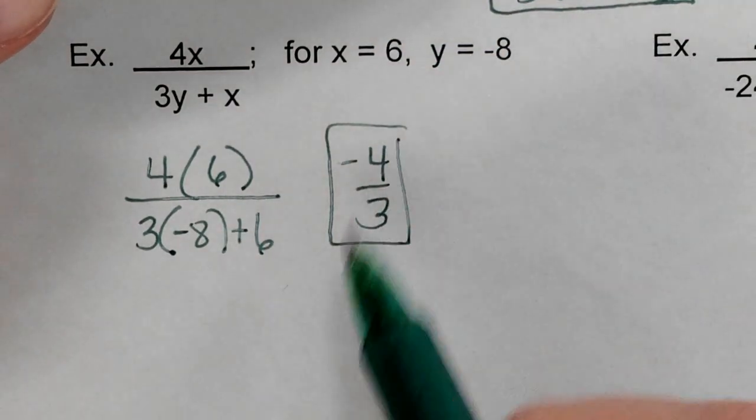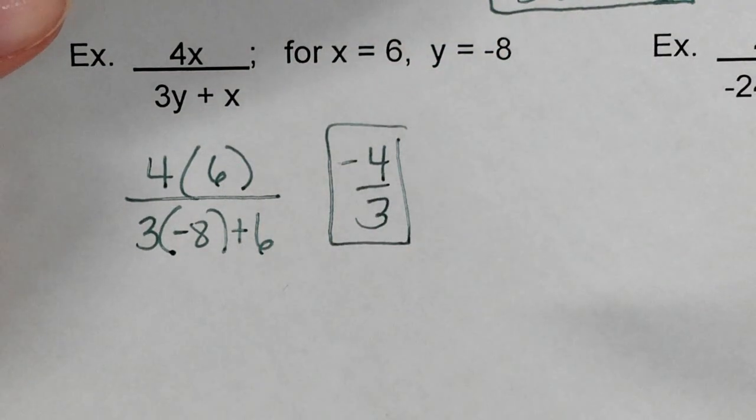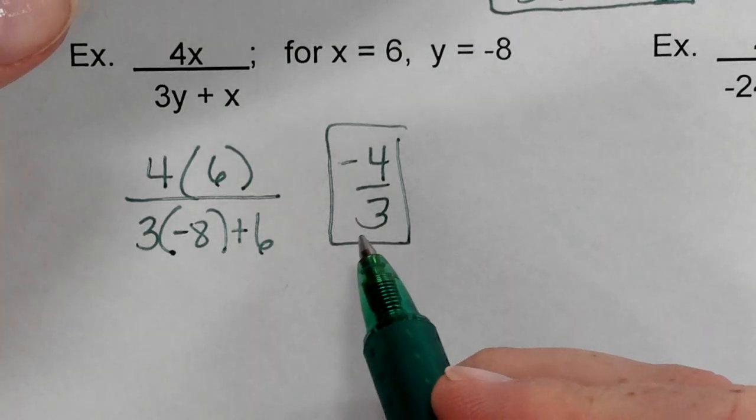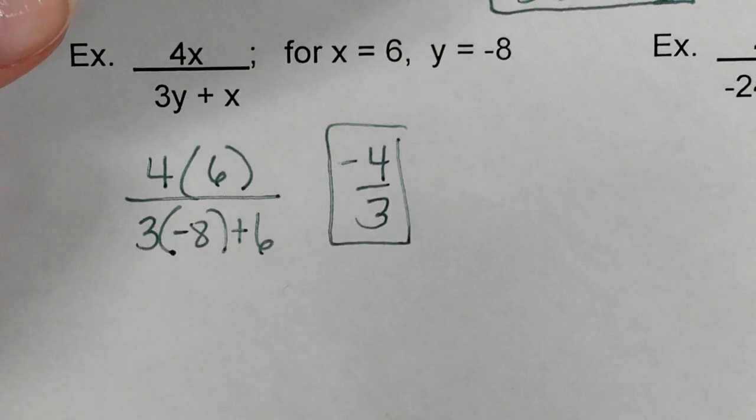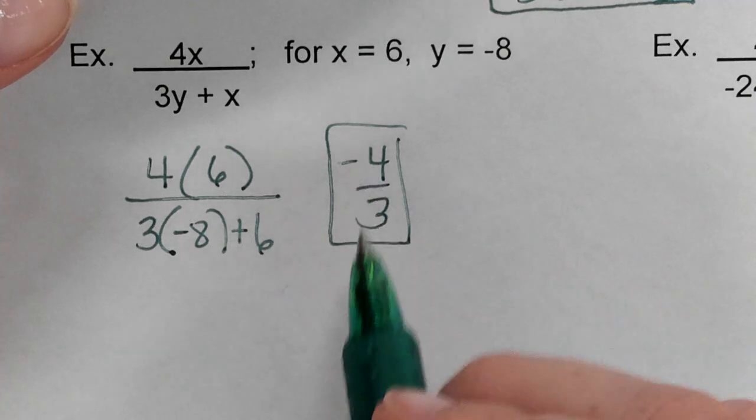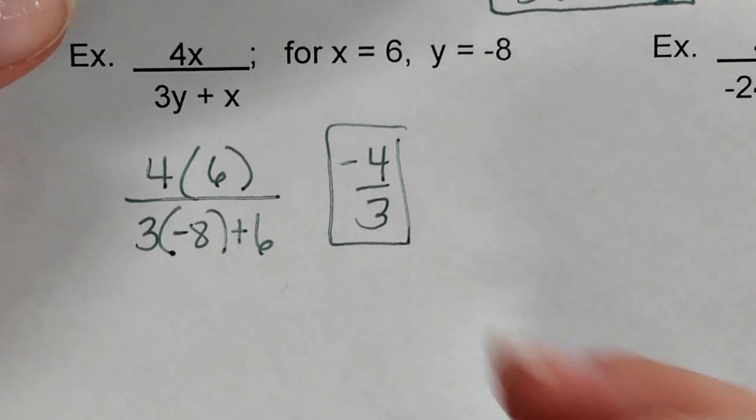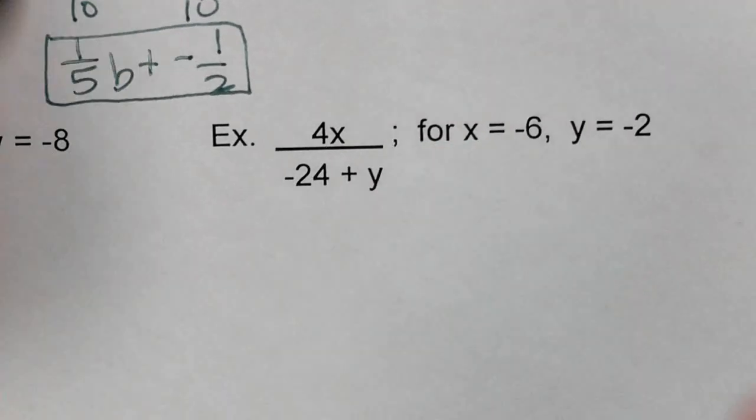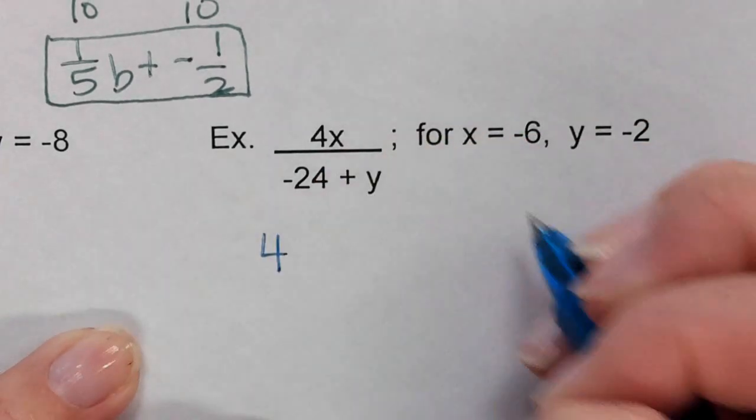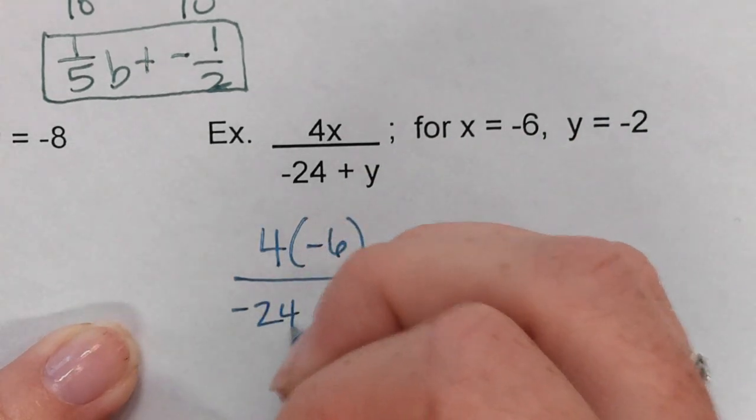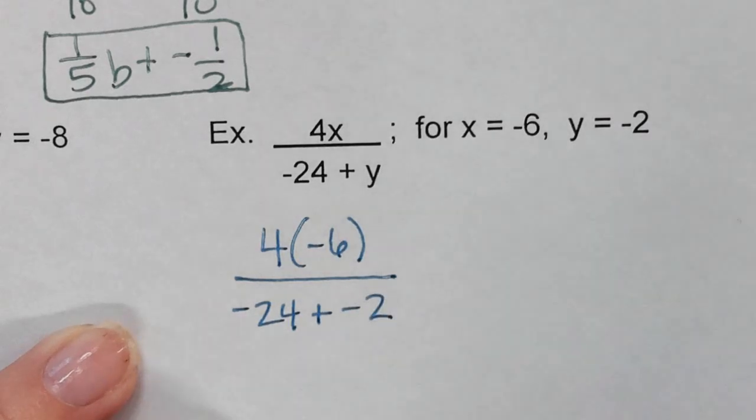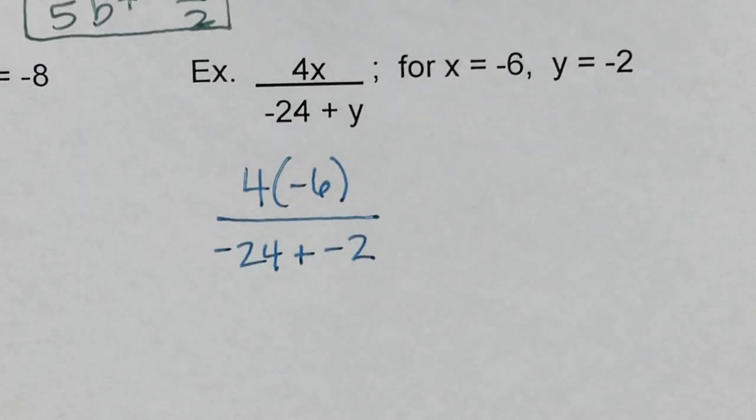Now, when I write a negative fraction, does it matter where the negative goes? No, it can go with the 4, it can go with the 3, it can go out to the side. What it cannot do is you cannot have two negatives because two negatives make a positive. Okay, try this one on your own. Write it down first and then use your calculator.